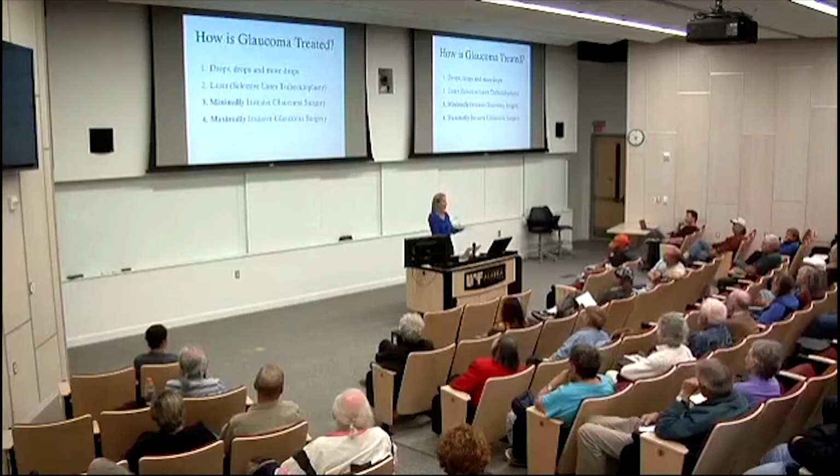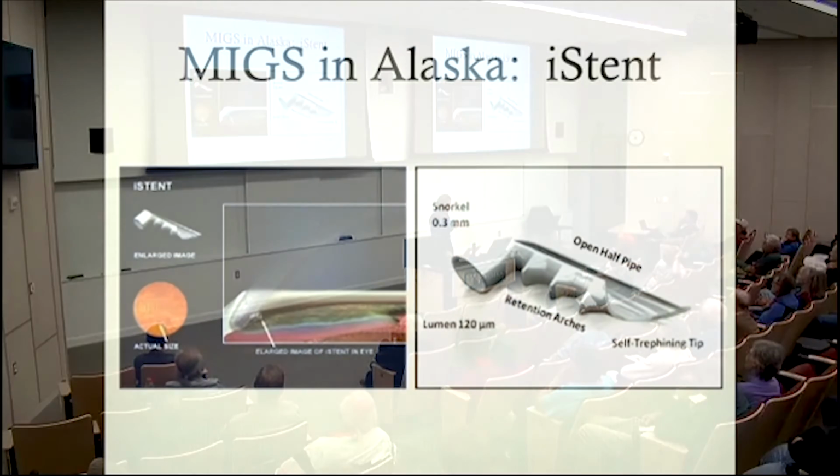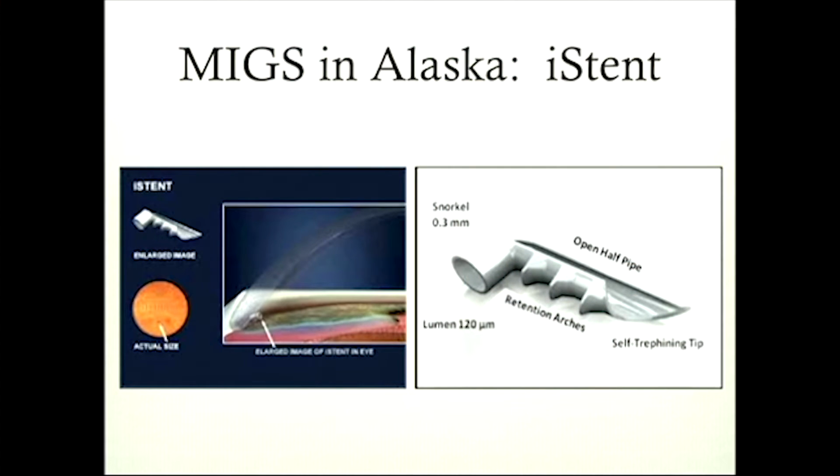So we have these low risk, low yields. But honestly, they're really, really low risk. The one I'm going to talk about now is the iStent. There are maybe 4 or 5 different MIGS categories: the trabeculotome, the iStent, there's a bunch of different ones out there. The idea with these is that they are low risk, low yield.